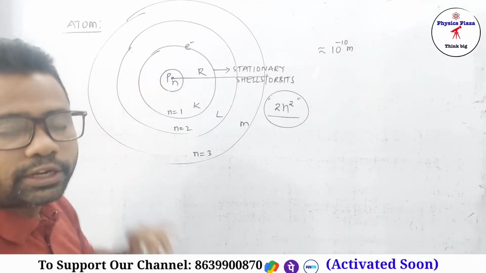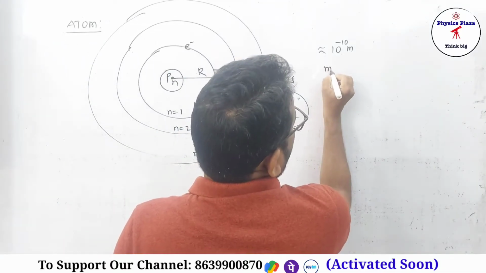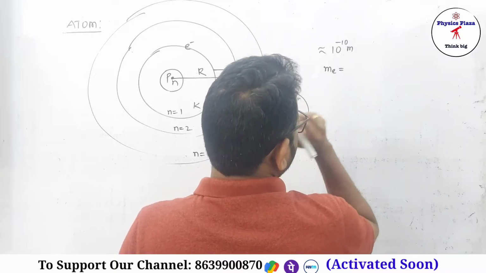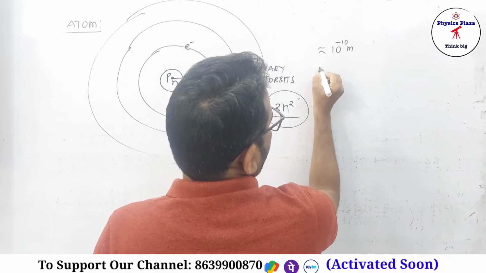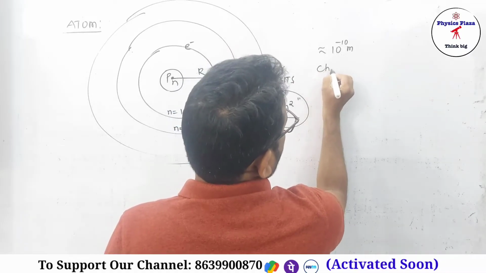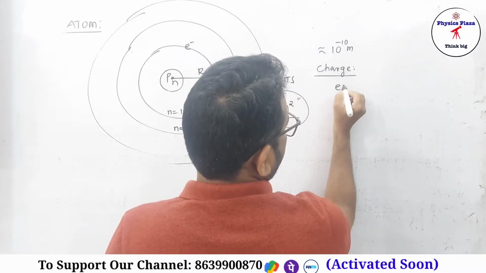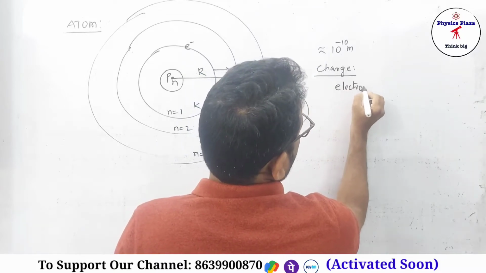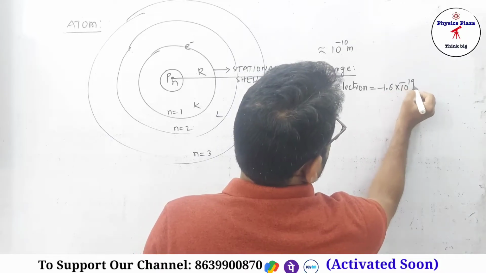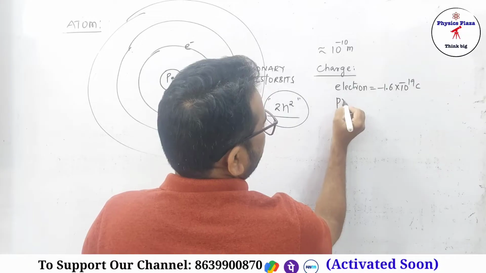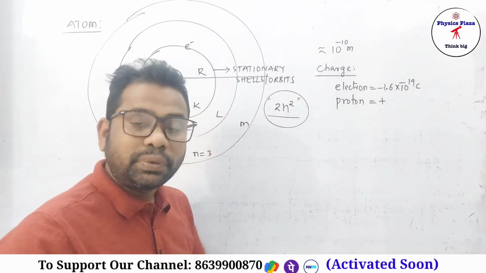So in an atom there will be protons, neutrons and electrons. Children, what is very important? First let us see the charge. Let us talk about the charge mainly. The charge of the electron is minus 1.6 into 10 power minus 19 coulomb, whereas the charge of the proton, children, is the same in magnitude as the electron but opposite in sign.